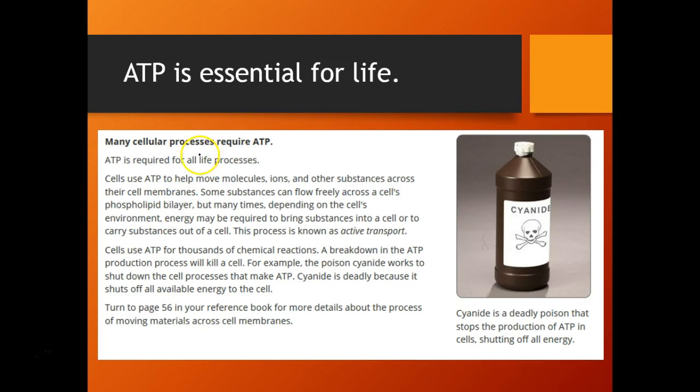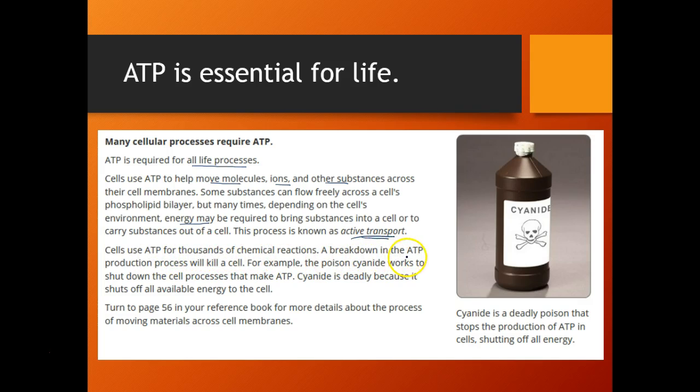ATP is essential for life. ATP is required for all life processes. Cells use ATP to move molecules, ions, and other substances across their cell membranes. Some substances can flow freely across the cell's phospholipid bilayer, but many times energy is required to bring substances in, and this is what we call active transport. So in order to bring important things inside of the cell so the cell can maintain that homeostasis, we do need ATP. So cells use ATP for thousands of things.